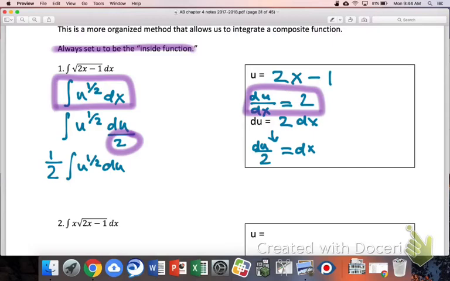You see how we've made this simpler, right? Instead of a 2x minus 1 in a square root, we just have square root of u. Just made it a little bit easier. This one might seem a little trivial. Later on, it's not going to seem so trivial. It's going to be like, whoa, substitution really helped. Made it a lot easier.